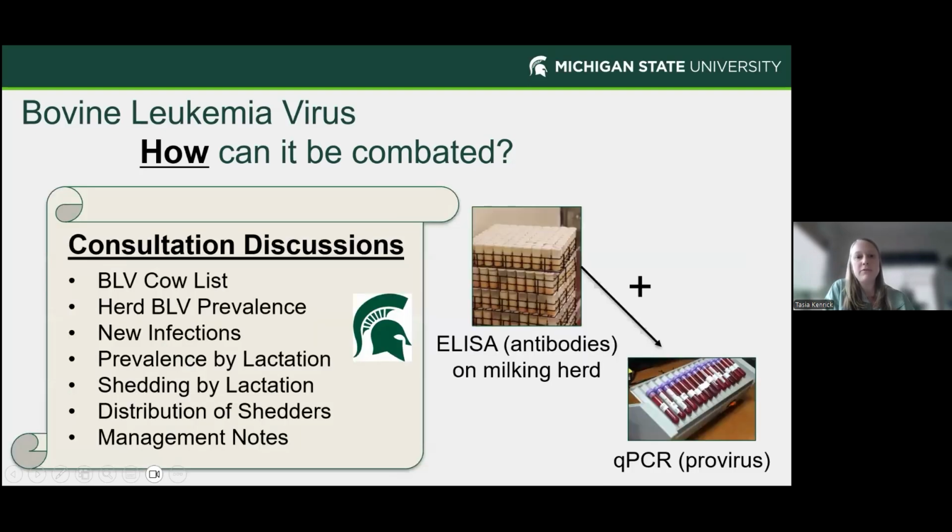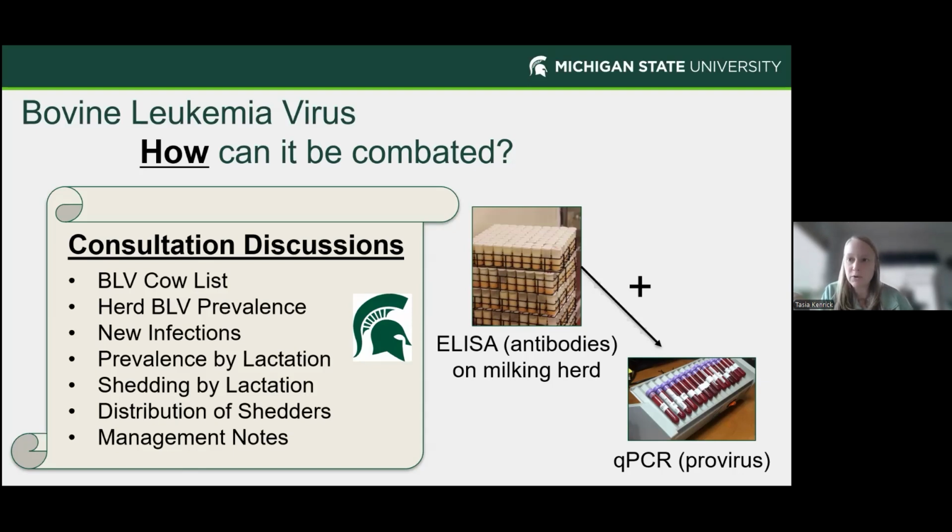So one thing that we've done when we talk about how this can be combated with bovine leukemia virus, and Phil will go into a little bit more detail on these, so I don't want to steal his thunder, but I'll set up a little bit about what our team has done. We lead consultation discussions and do herd scans. So part of the consultation discussions include the BLV cow list, so you know or can rank animals on how much virus they have. We look at the herd BLV prevalence to have those discussions.